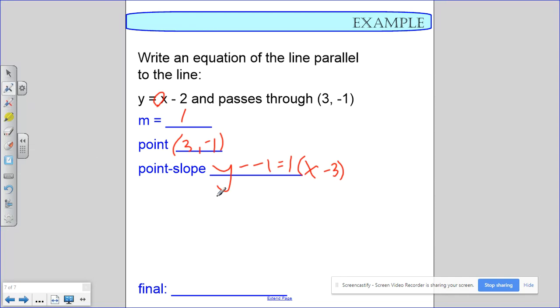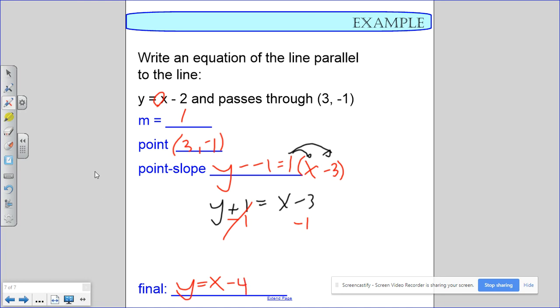All right, let's put this into slope-intercept. Remember, y minus the negative 1 is y plus 1. If we distribute, 1 times x is just x. 1 times our negative 3 is negative 3. We're not done. We've got to get y by itself, subtract 1 on this side, subtract 1 on this side. So our final answer is y equals x minus 4.